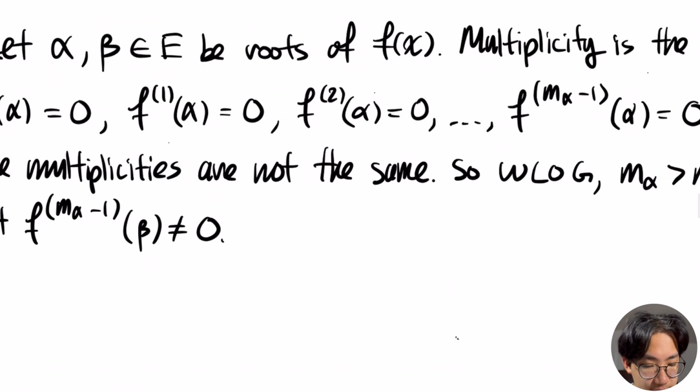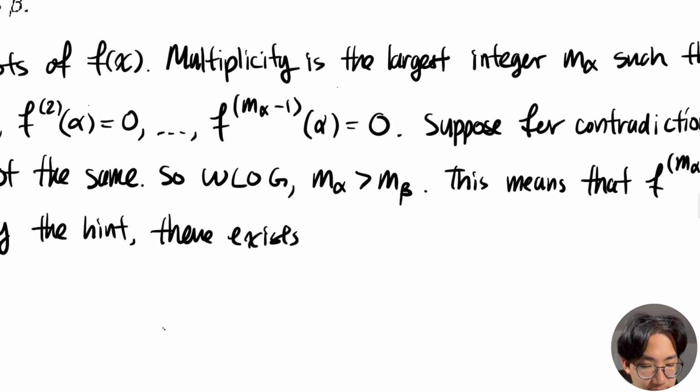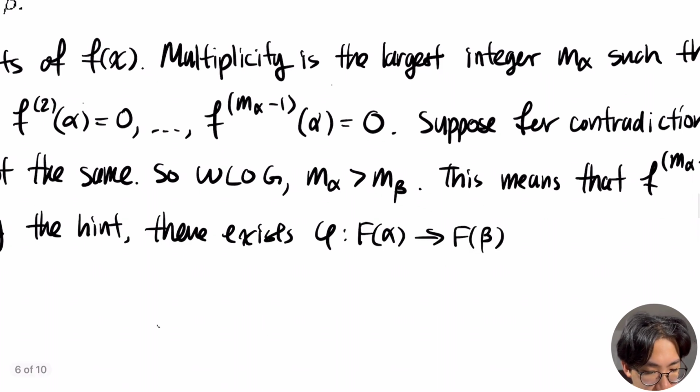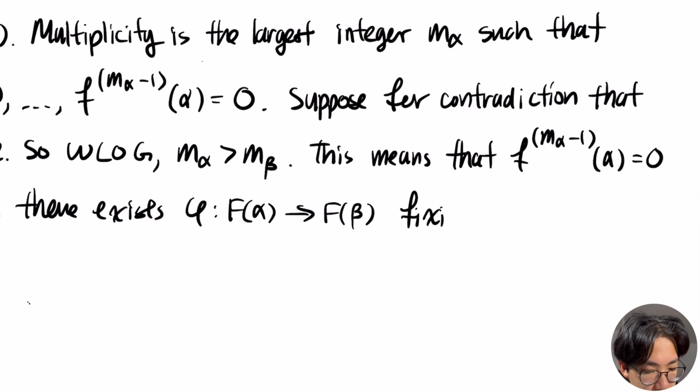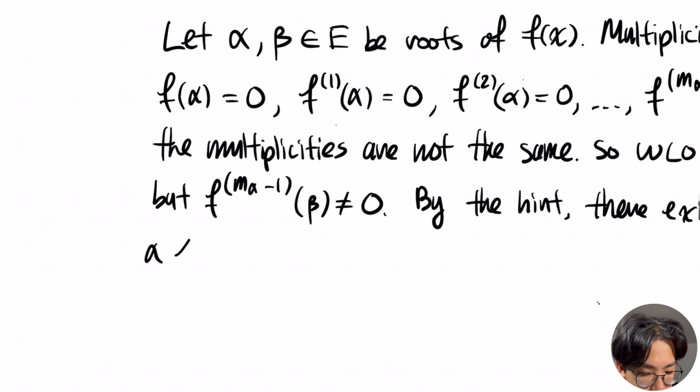So let's write that out. By the hints, there exists, I'm just going to call it phi, might find it easier to write. So there exists phi from F adjoin alpha to F adjoin beta, and again it fixes F, so fixing F and mapping alpha to beta. Again, that just means that phi of alpha is equal to beta.